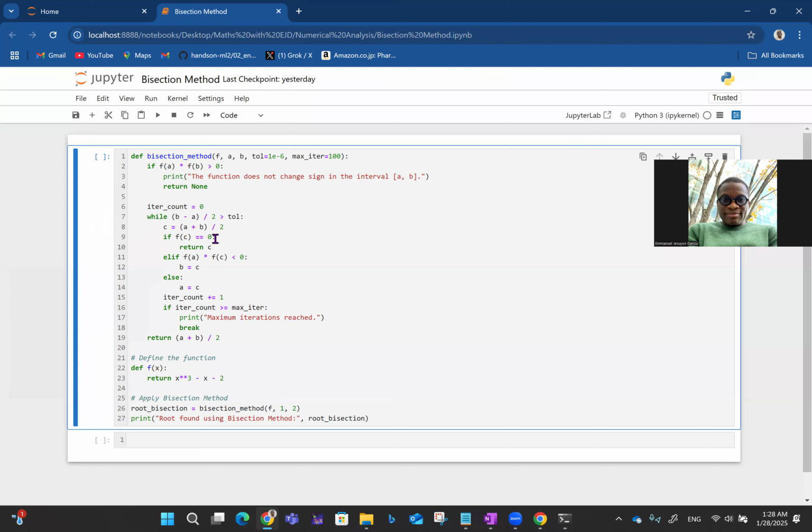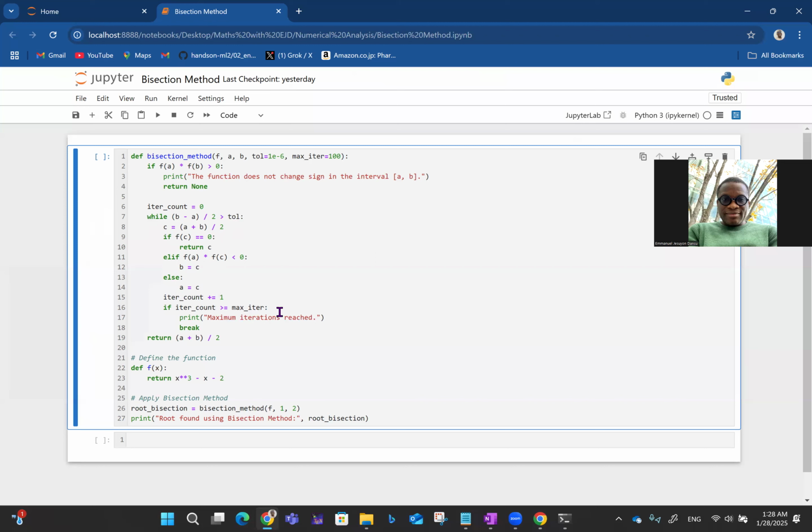Then line 9 is saying if f of c is 0, return c. That means you're evaluating the values in the function. Else if f of a times f of c is less than 0, that means b is equal to c. Else a is equal to c. Then iteration counter plus 1. So you are incrementing the iterations.